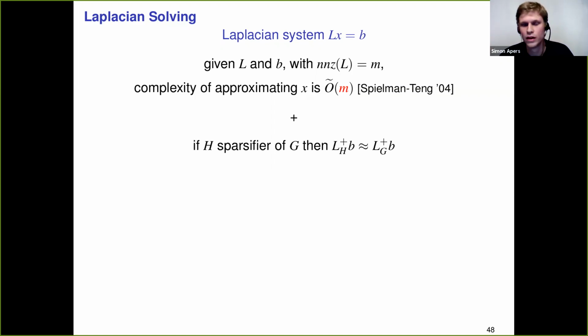by these people, is that if H is an epsilon spectral sparsifier of G, then the solution of the Laplacian system L_H x equals b epsilon-approximates, in a certain norm, the solution of the original Laplacian system. So that means that we can just solve the linear system on the sparsifier and find an approximate solution of the original system. Since the sparsifier is sparser, we can do this faster using a classical solver.